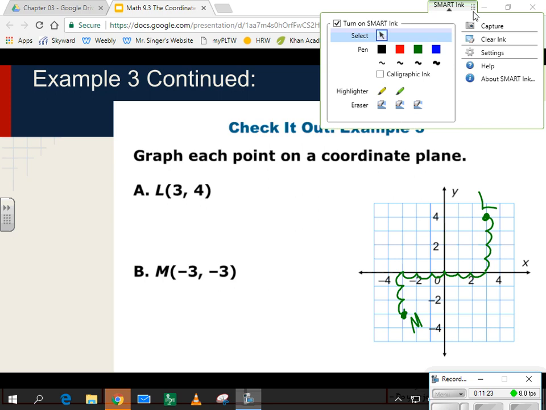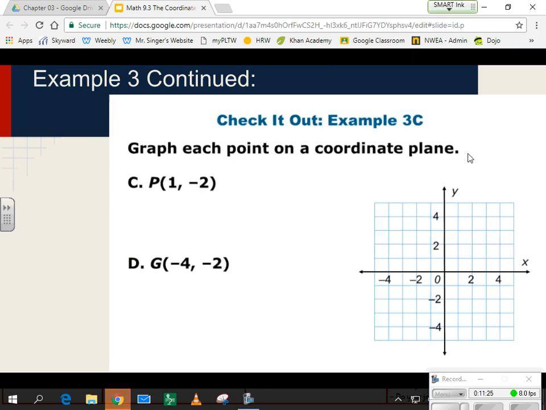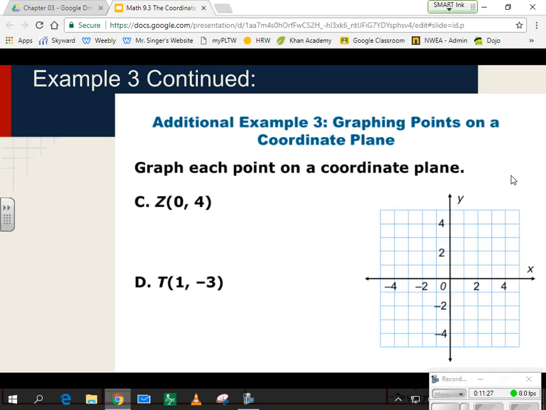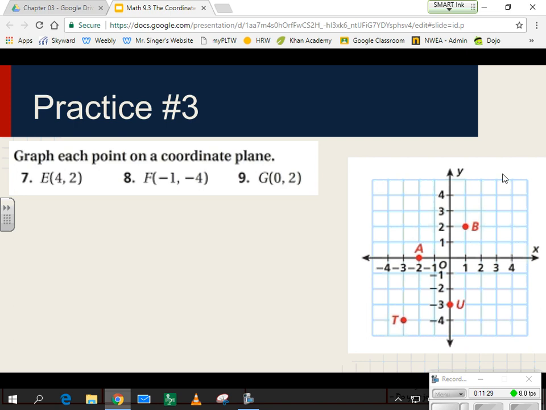Just a couple more problems for you to look at and see how they work. Okay, let's skip over here then to the practice problems. You got 3 of them that I want you to graph. So put this grid, if you haven't already, for your practice problems in your notes. And then go ahead and label where 4, 2 is, -1, -4, and 0, 2. Come back when you're done.